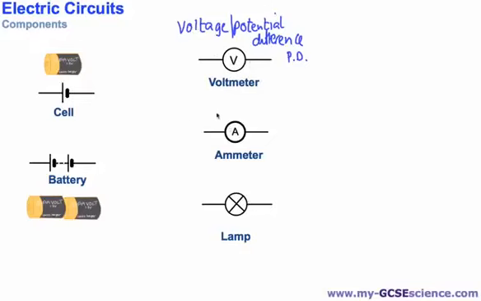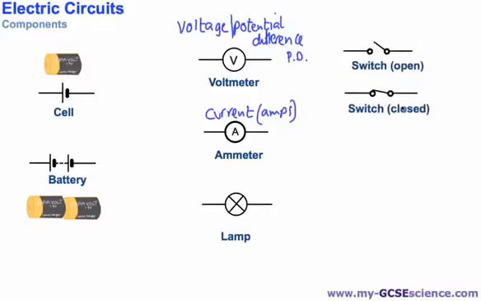We've got an ammeter that measures current, electric current, and that's in amps. We have a lamp, and that's just a little bulb that lights up or doesn't, depending on what the circuit's doing. We have some more components over here. Very simple. This is a switch open, so in the open state, no current can flow, and when it's closed, current can flow through it. Okay, so these are some of the slightly simpler ones.